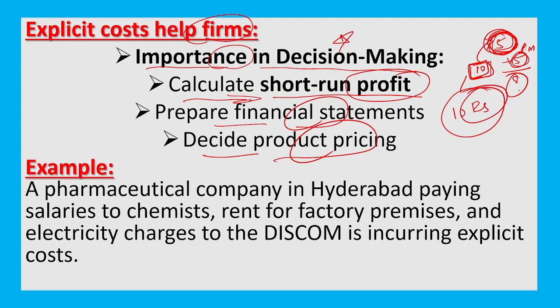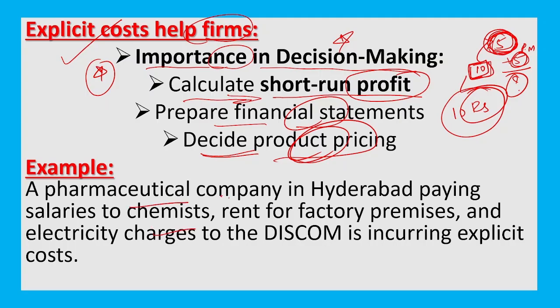So this is how you can say product की pricing क्या करनी है, that also you will be able to decide if we have the explicit cost with us. Okay. Example one is again I have written so that you can get more concept clarity over here.